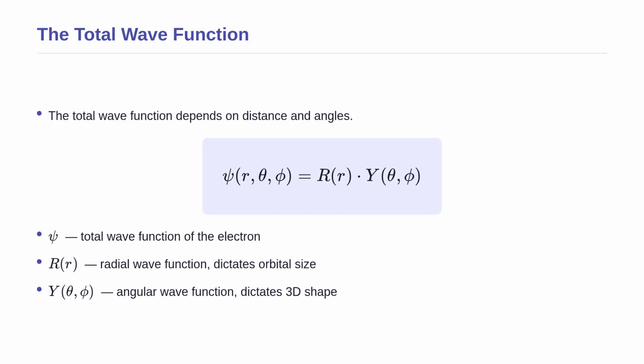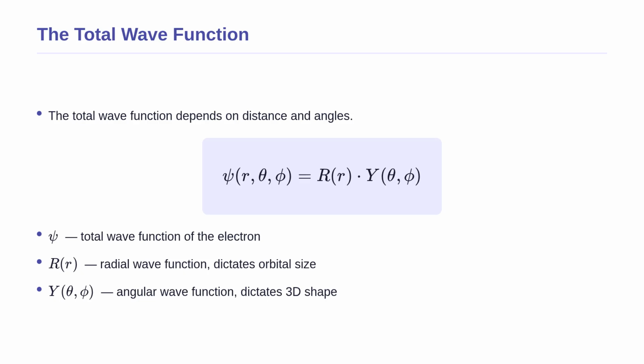This brings us to the mathematical equation that defines these shapes. The total wave function of an electron depends on its straight line distance from the nucleus, r, and its angles in three-dimensional space, theta and phi. The function R of r is the radial wave function, which tells us how big the orbital is.